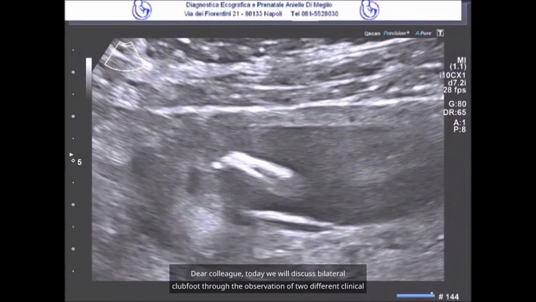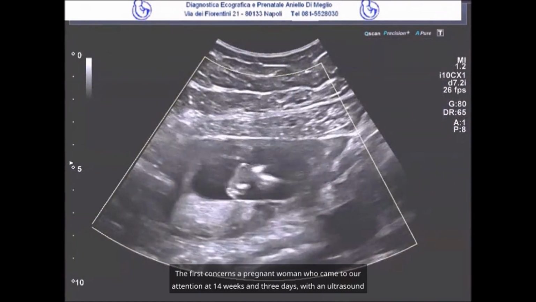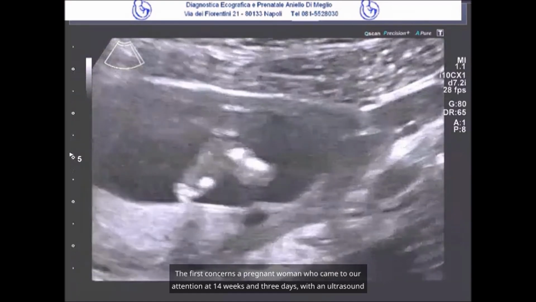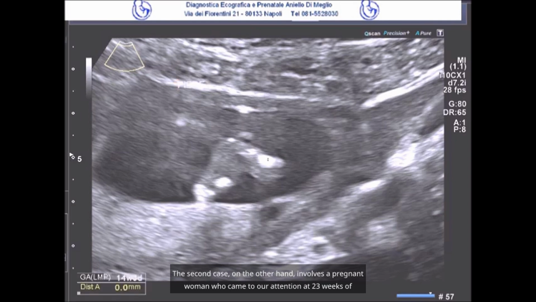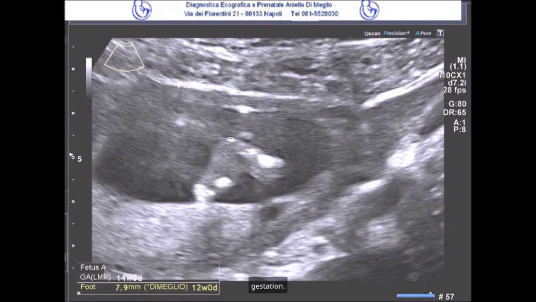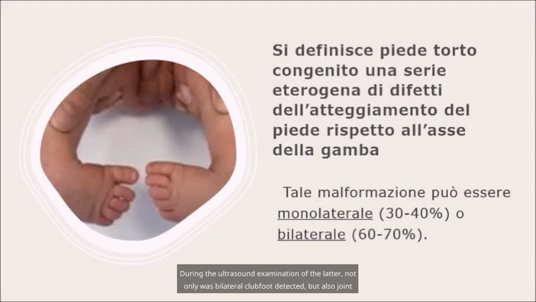Dear colleague, today we will discuss bilateral clubfoot through the observation of two different clinical cases. The first concerns a pregnant woman who came to our attention at 14 weeks and 3 days with an ultrasound finding of bilateral clubfoot. The second case, on the other hand, involves a pregnant woman who came to our attention at 23 weeks of gestation. During the ultrasound examination of the latter, not only was bilateral clubfoot detected, but also joint stiffness.